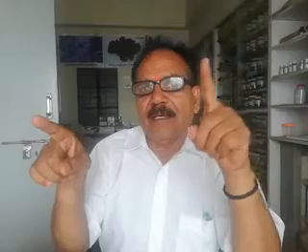Then the boundaries of the femoral triangle. The base is formed by the inguinal ligament, and the apex is formed by the meeting point of the sartorius with the medial border of the adductor longus. So: sartorius, inguinal ligament as the base, and the apex is the meeting point of the sartorius and adductor longus.